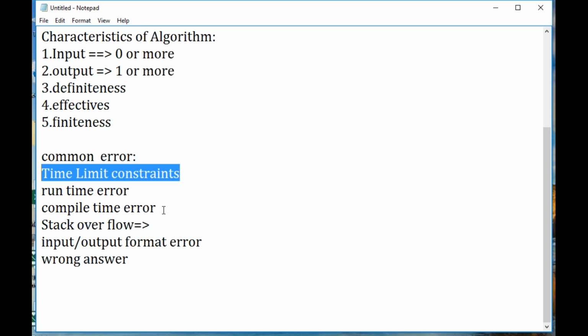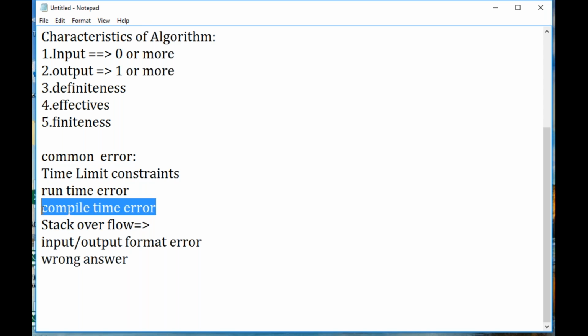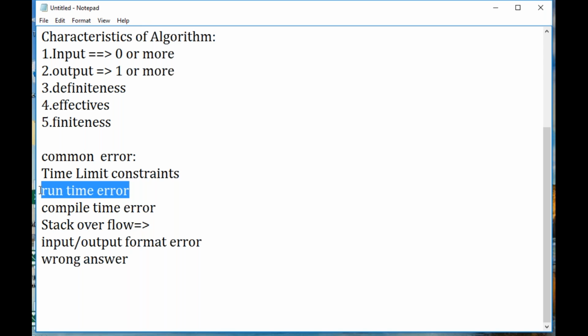Apart from this, you'll have compile time errors, in the sense that if there is an error in your syntax, syntax errors are compile time errors. And speaking about runtime errors, logical errors will come under runtime errors. Okay, let me write here separately for your understanding, guys.